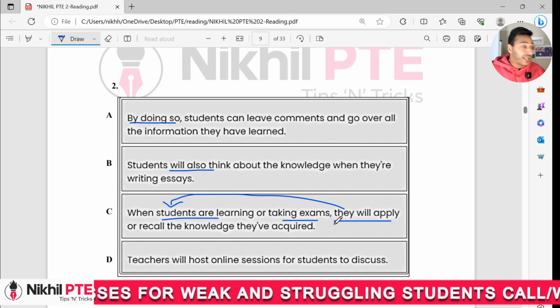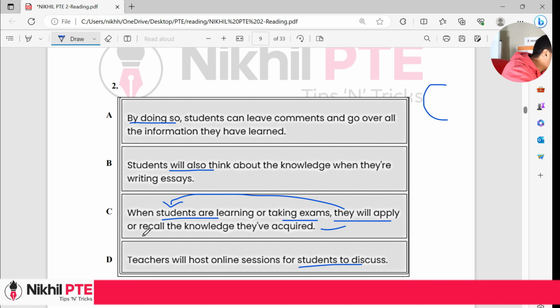But we will read the fourth option as well. Student will host online session for students to discuss. Firstly, here in all sentences we are talking about students. So the first sentence will be related to the student. So here C is the independent sentence. C is an independent sentence because here everything is clear. So now they will apply or recall the knowledge they have acquired.